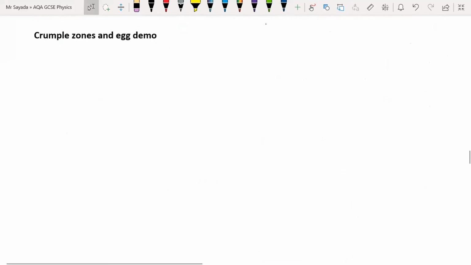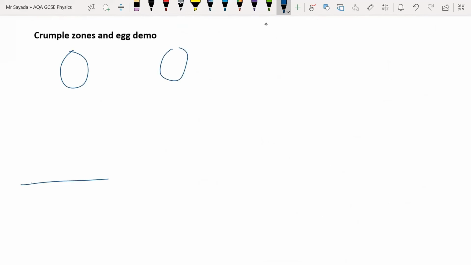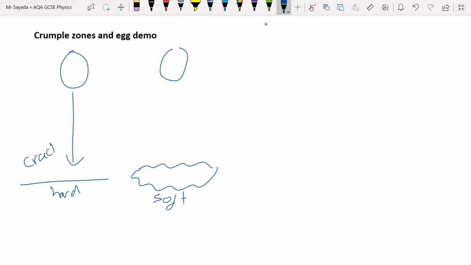So let's go back to our egg demo. So if we have our egg, and here's the other egg, this egg is landing on a hard surface, this egg is landing on a soft surface. What is the reason that this egg will crack and this egg will not crack? Pause the video, write down what you think, press play once you've done that. You should have now written down why you think the egg which lands on the hard surface cracks and the egg which lands on the soft surface does not.